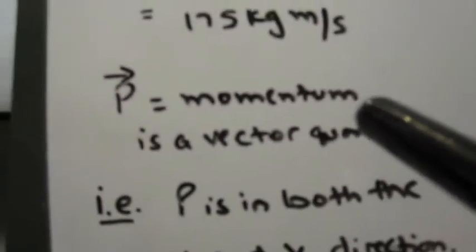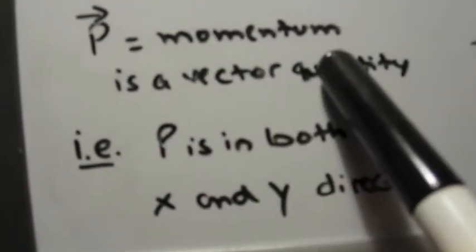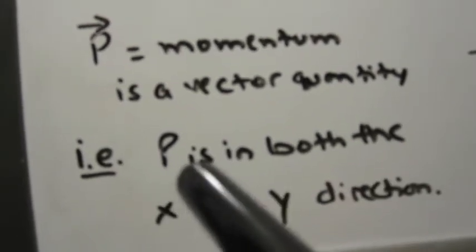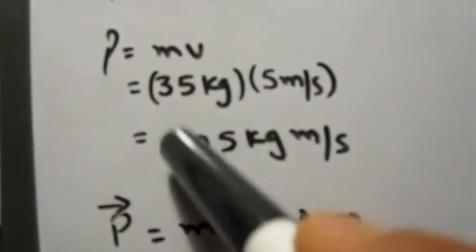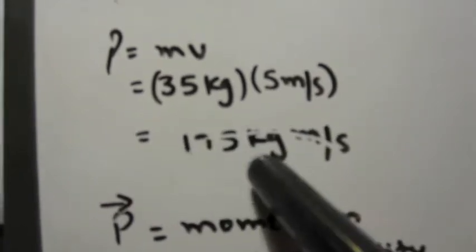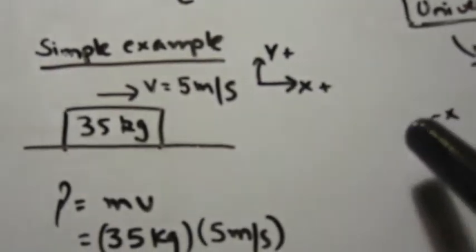Now, to talk a little bit about vector quantities, it means that the momentum, this number, is acting in both directions, in both x and y, as I'll show you more about what momentum is.